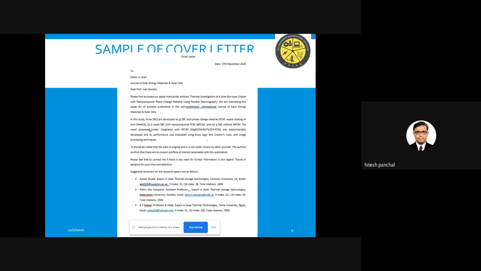So this I think you can see. I have put three reviewers' names: Ashish Shukla, Pietro, and A. Kabil. It is possible or may not be possible that the suggested reviewer will be sent the manuscript for reviewing, but you can suggest. So please understand very well, whenever you submit a paper to a good SCI journal, please add the cover letter, and the cover letter must add this kind of information.